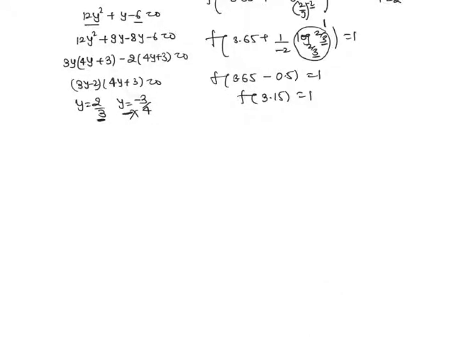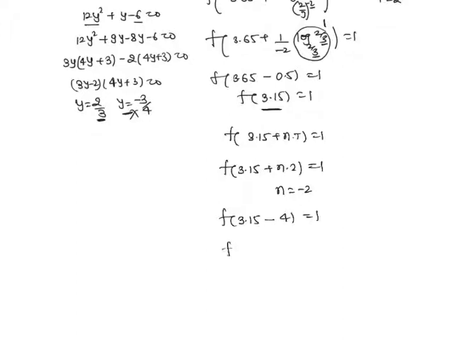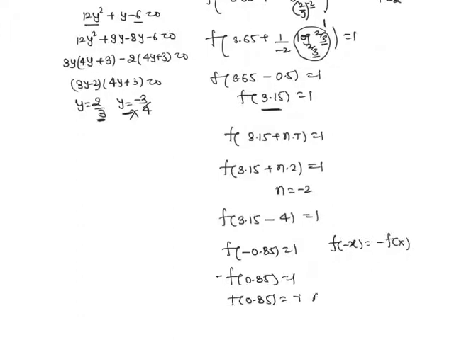Now we know f(x) is periodic with period 2, so f of 3.15 plus n times T equals 1. So f of 3.15 plus n times 2 equals 1. If I put n equals minus 2, f of 3.15 minus 4 equals 1. So this is f of minus 0.85 equals 1. And f of minus x is minus of f of x, so minus of f of 0.85 equals 1. So f of 0.85 equals minus 1. This is your answer.